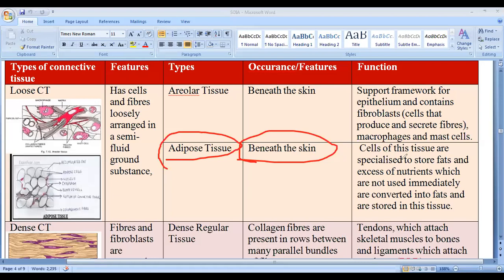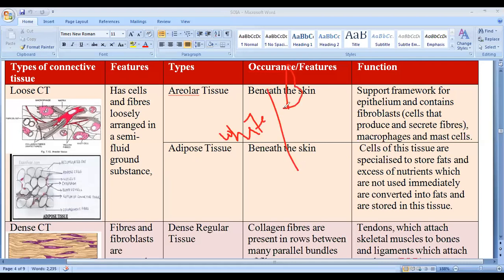If you read this, specialized cells store fats. Nutrients which are not used immediately are converted into fats and stored in the tissue. It means this is a food reserve material, a type of storage food material for a long time. There are two different types of adipose tissue found. One is the white adipose tissue, another is the brown adipose tissue. Clear?